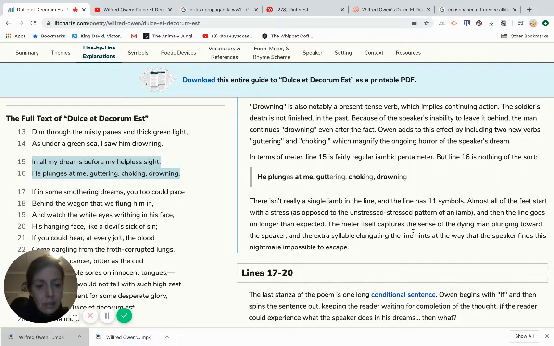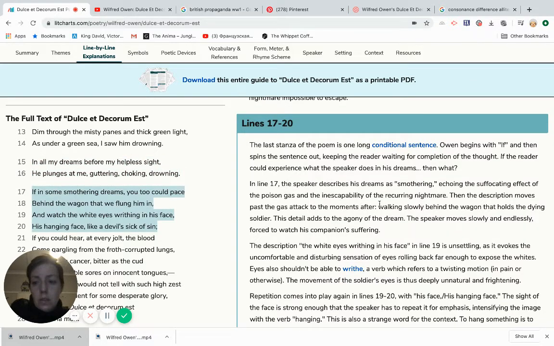The meter itself captures the sense of the dying man plunging towards the speaker, and the extra syllable, elongating the line, hints at the way that the speaker finds this nightmare impossible to escape.